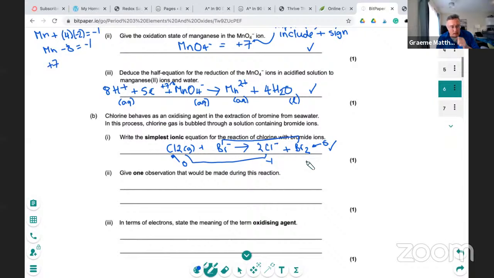All right. One observation that I would make during this reaction. Bromine water. Now, chemists, did you notice in the previous question, in aqueous solution, iodine is brown. So iodine is brown in aqueous solution. So again, you've probably done this practical.